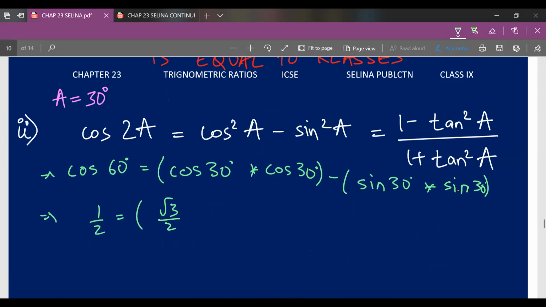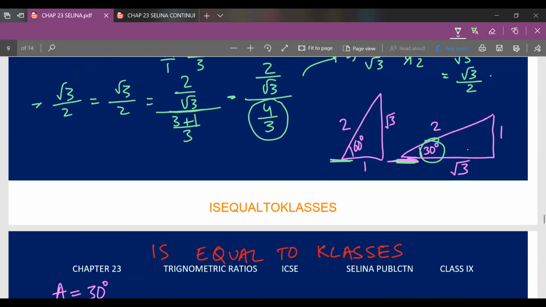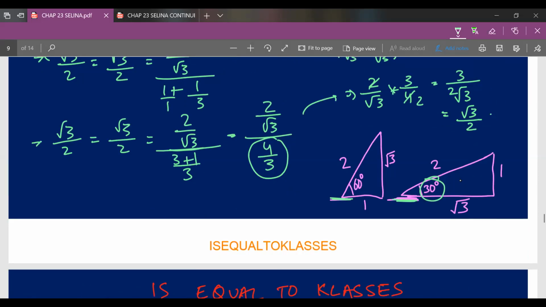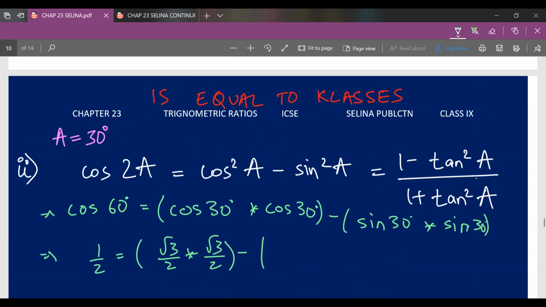So cos 30 degree into cos 30 degree, root 3 upon 2 minus sin 30 degree. Now as I said before, the trigonometric ratio may be different, sin, cos, tan, but if the angle is same, so is the magic triangle. So therefore 30 degree will refer to the same magic triangle, and the angle should be towards the ground. Here it is. And with respect to this angle 30 degree, tell us sin 30 degree, which will be equal to 1 upon 2. So therefore 1 upon 2 into 1 upon 2.